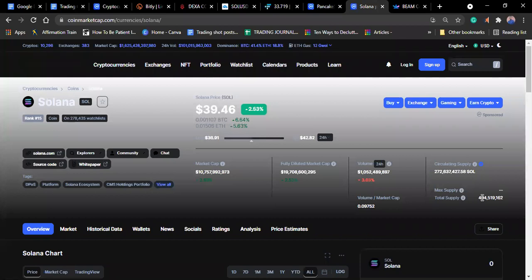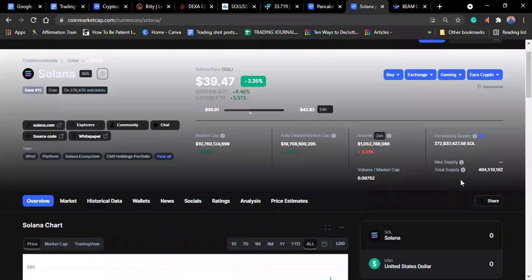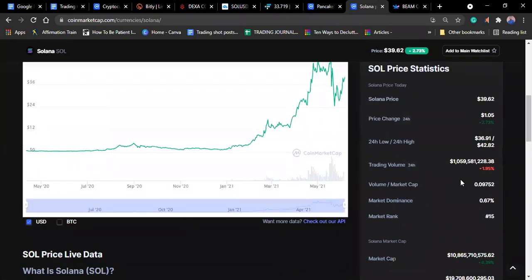There will, in all, only be 494 million Solana tokens. Then you're looking at the current circulating supply, which is 272 million, meaning a little more than half of the total supply has been released already. And there will not be more than, let's say, about 500 million Solana. So you've checked that on CoinMarketCap. They are ranked number 15 on CoinMarketCap.